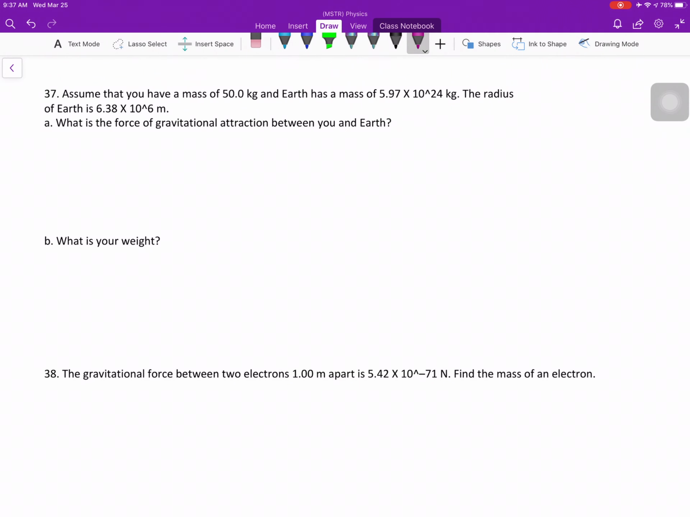So the next problem on the agenda for review is problem 37. It simply states that assume you have a mass of 50 kilograms, and Earth has a mass of 5.97 times 10 to the 24th kilograms, and the radius of Earth is 6.38 times 10 to the 6th meters. What is the force of gravitational attraction between you and the Earth?